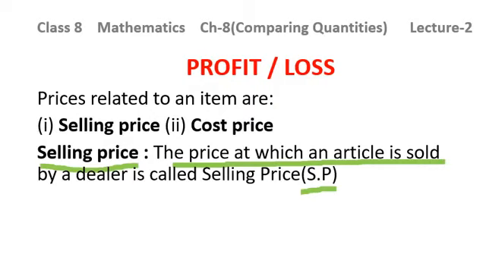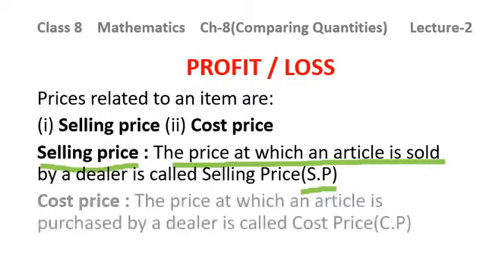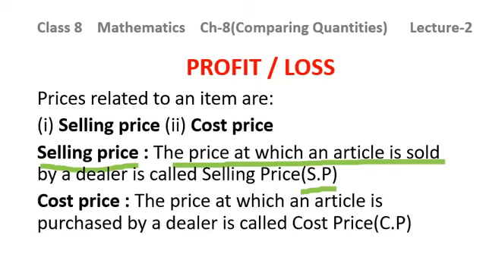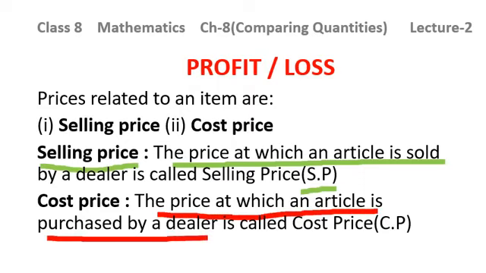Next, we will talk about cost price. What do you mean by cost price? As the name indicates, the price at which an article is purchased by a dealer is called its cost price, or CP. In short, you can write CP.